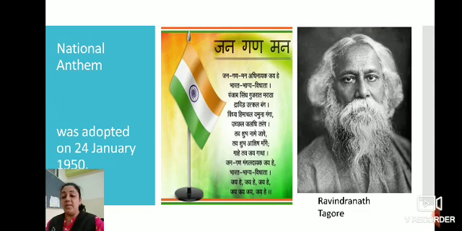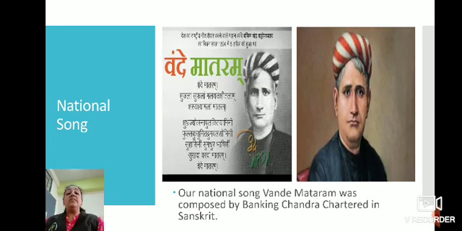When we are singing the national anthem, we have to show respect towards it and stand in attention position. Understood? So this is all about our national anthem, Jana Gana Mana, which was composed by Rabindranath Tagore and adopted on 24th of January 1950. Very good. Now the next national symbol is the national song. Do you know which is our national song? Here children, the national anthem is different and the national song is different.